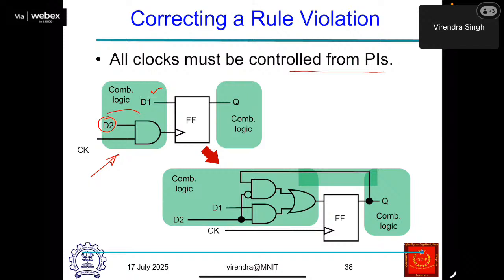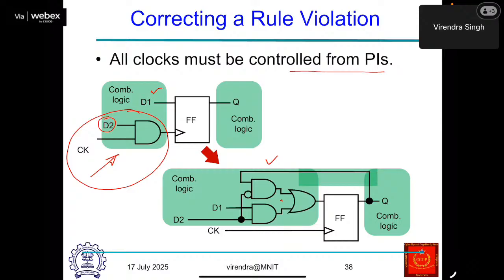Now this particular circuit is a gated clock circuit. That is prohibited. There should be a clean clock supplied to every flip flop. Therefore, if you want to do this kind of thing, you have to modify your circuit and bring this D2 into your logic that goes to the D input of the flip flop.